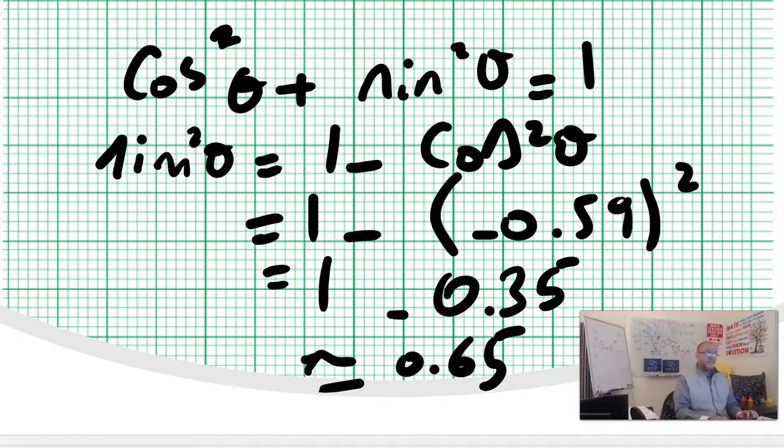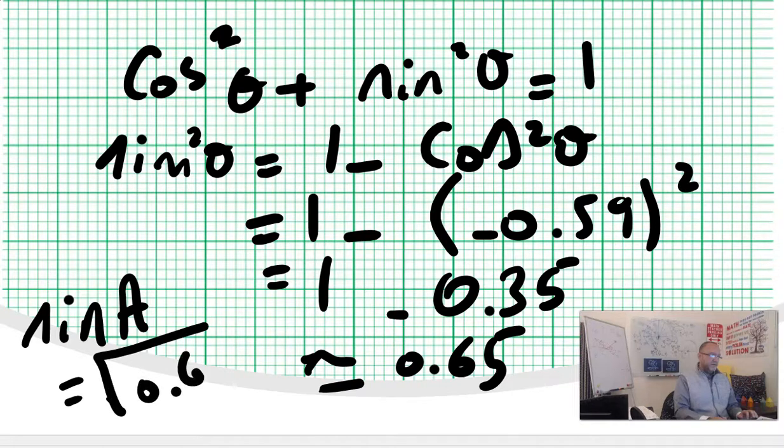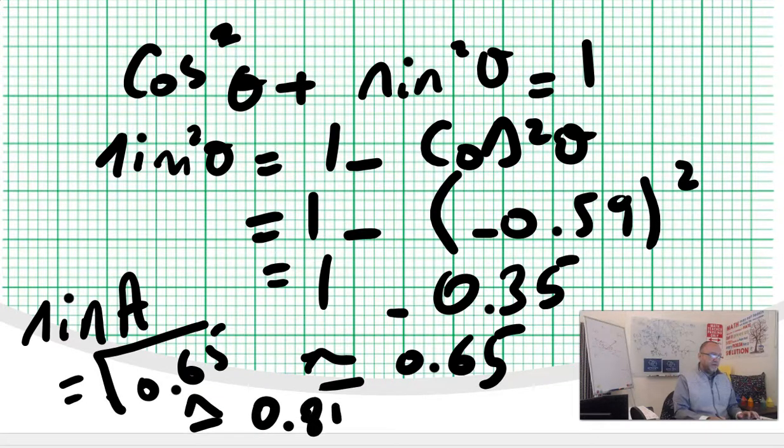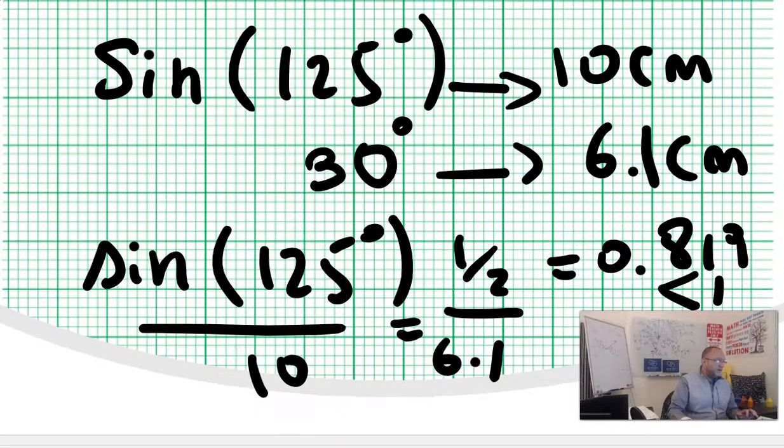But that's the sine squared. Now the sine A should be what? The square root of 0.65. Let's do square root of 0.65. And we get approximately 0.81. And what did we get when we used the law of sines? Let's go back up there. We got 0.819. That's it. So you can approach it depending on what you have.